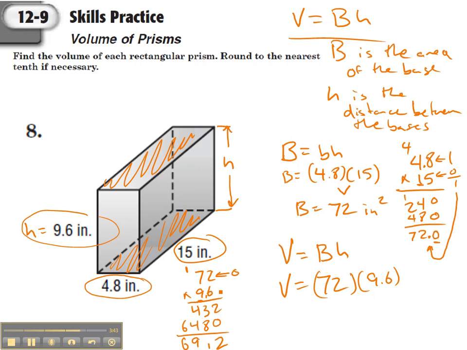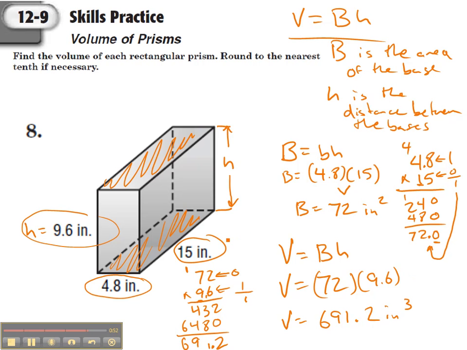We have 0 decimal places in this factor, 1 decimal place in this factor, so I should have 0 plus 1, or 1 decimal place in my product. So the decimal has to go right there to have 1 digit after the decimal. So the volume equals 691 and 2/10 inches cubed for volume, because it's three-dimensional.